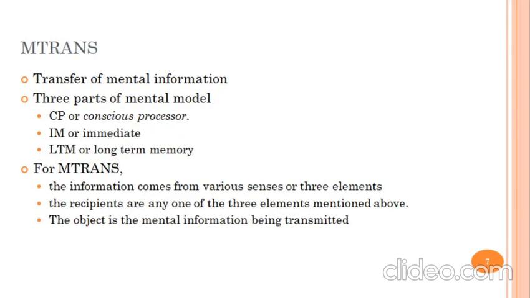M-trans. M-trans is a transfer of mental information. There are three parts of the mental model: CP, IM, and LTM. CP stands for conscious processor, IM for immediate memory, and LTM for long-term memory. For M-trans, the information comes from various senses or the three elements listed above. The recipient is any one of the three elements above. The object is the mental information being transmitted.